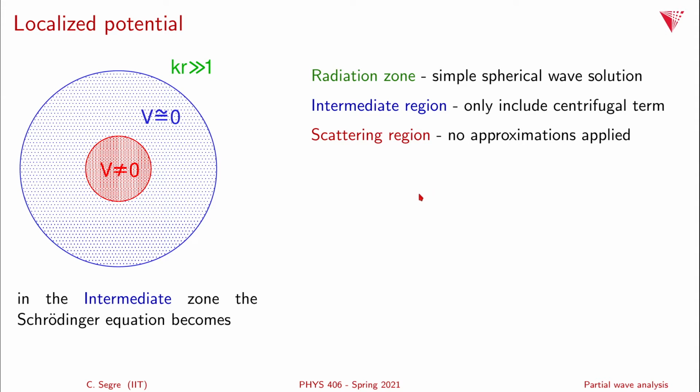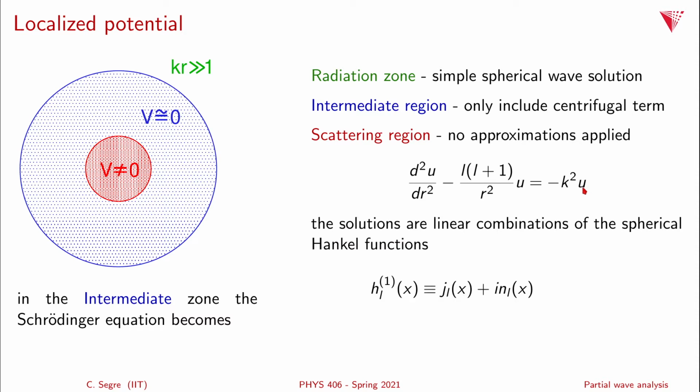So in the intermediate zone, we know what the wave function looks like in the radiation zone. It's a spherical wave. In the intermediate zone, the Schrödinger equation becomes the following. We still can ignore V, but we can't ignore the centrifugal term. So we have d squared u by dr squared minus L times L plus 1 over r squared u is equal to minus k squared u. The solutions to this are linear combinations of the spherical Hankel functions.